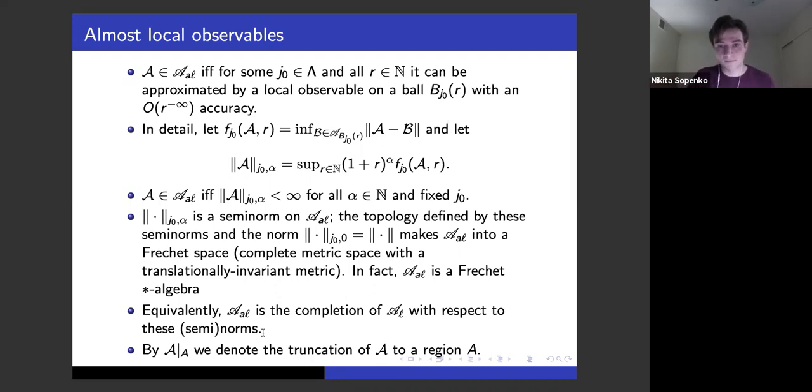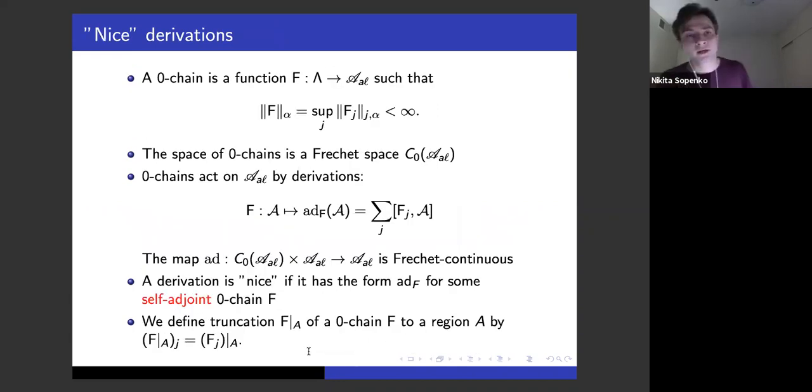I just want to mention that there is an operation that we'll be using a lot in the following, which is truncation of the observable. So if you have some region A, we can consider averaging of the observable over all unitaries which act by conjugation in the complement of this region A. And that extracts from an element of the algebra only the part which is supported strictly on this region A, so that it commutes with all elements localized in the complement of A. And having this algebra, we can define what we mean by Hamiltonians, by nice Hamiltonians.